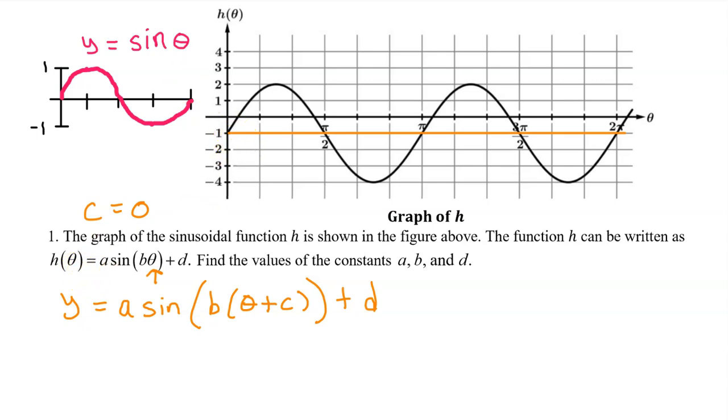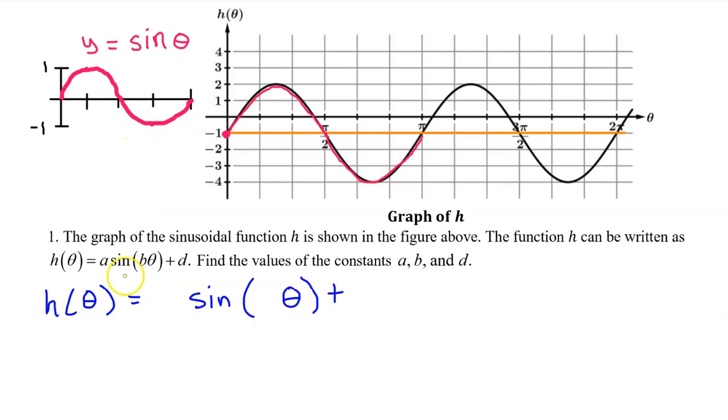That means that one period of h of theta is going to begin right at 0. Copying the shape of the parent function, we know that one period of h of theta will look like this. This is the right side up version of the sine function, so the a value will be a positive number. The amplitude is the distance between the midline and the highest value. Since the amplitude is 3, then the a value is 3.